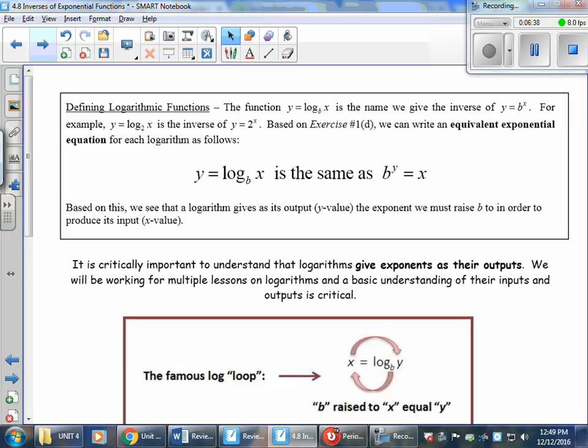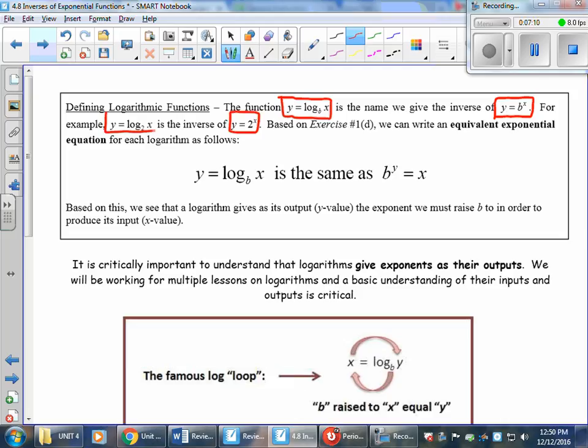Okay, so here we go. Hopefully that wasn't too confusing to you, because now we're going to use a very scary word called logarithm. So we're going to define a logarithmic function. So the function y equals log base b of x is the name that we give to the inverse of y equals b to the x. For example, y equals log base 2 of x is the inverse of y equals 2 to the x. So this is what we just talked about on the previous page. So instead of writing that out, we could have just written out y equals log base 2 of x.